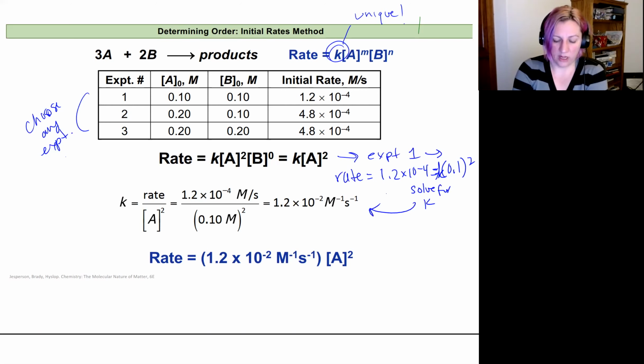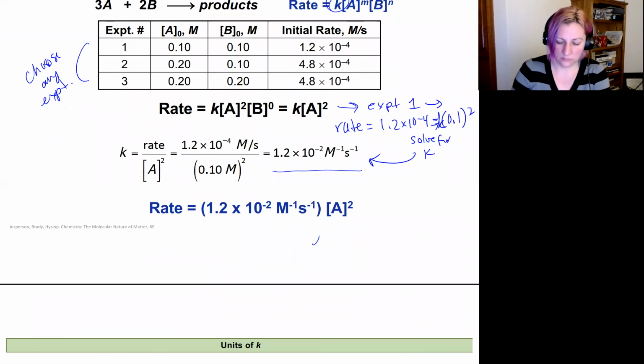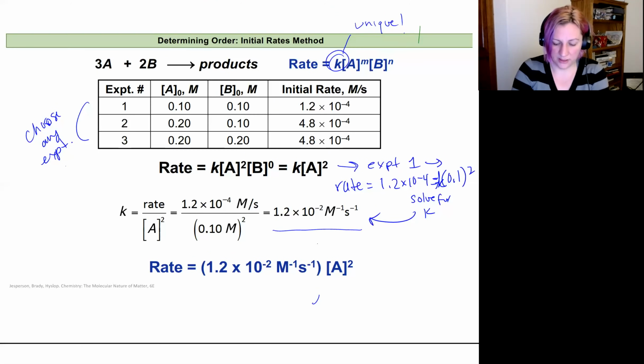which is what I'm doing right here in this line. And so when I solve for that, I'm going to divide my rate by the concentration of A squared. That's going to give me K, which is going to give me a value of 1.2 times 10 to the negative 2. So that's my K value.